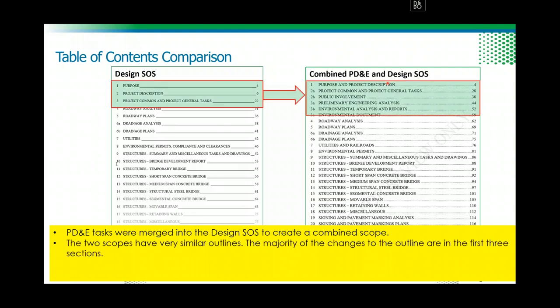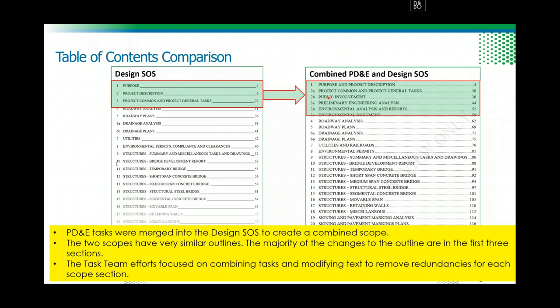What we did, we modified the first 3 activities on the design scope of services. Basically, we combined 1 and 2 to create 1, purpose and project description, which frees up 2. Then we moved 3 to 2 to be project common and general task, and then we broke 2 into 2A and 2B, and used 3 to insert PD&E related activities.